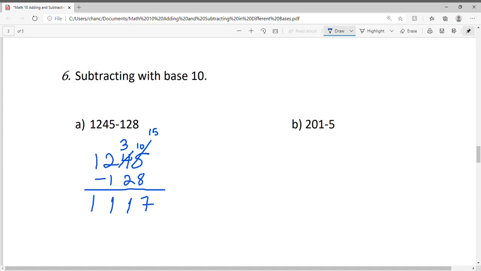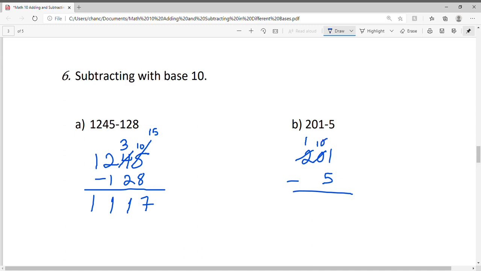We borrow a 10. Let's see that again. We have 2, 0, 1, and we're subtracting a 5. Now, 1, I cannot take away 5 from it, so we'll borrow from the 0. The 0 has nothing to borrow, so we'll borrow from the 2. This reduces to a 1, and this 0 becomes a 10.